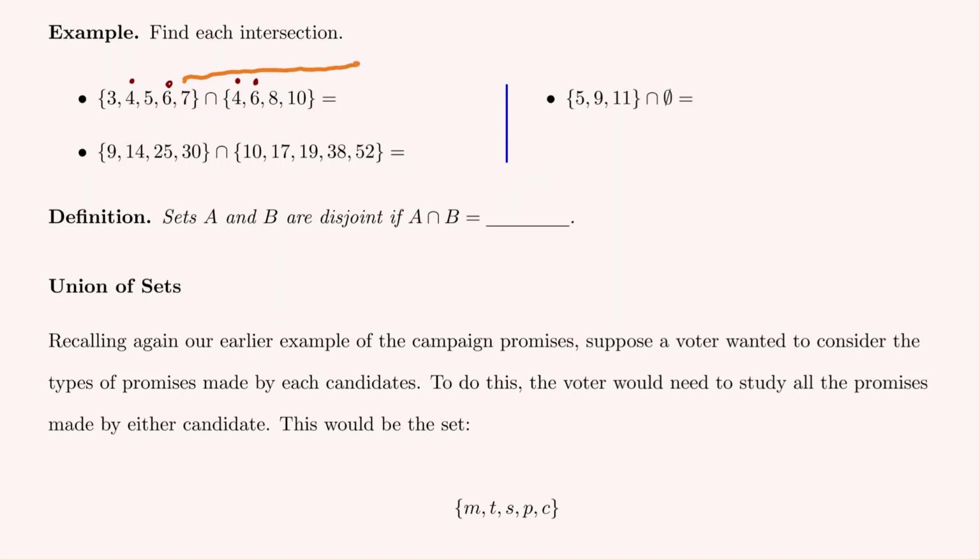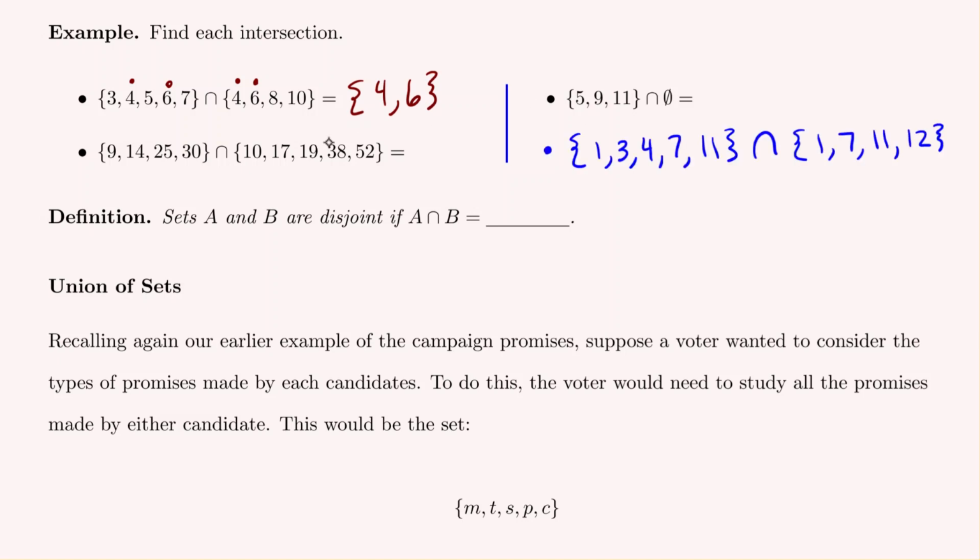And at this point, if you finish going element-wise through the first set and you found all the things they have in common, I don't even have to check these elements because if they had been shared in common, they would have already been highlighted as I went through the first set. Now, if you want to, just to be sure, you can, but notice 8 is in this set, it's not in this one. 10 is in this set, it's not in this one. So the only elements that are shared by both sets are 4 and 6. That is their intersection.